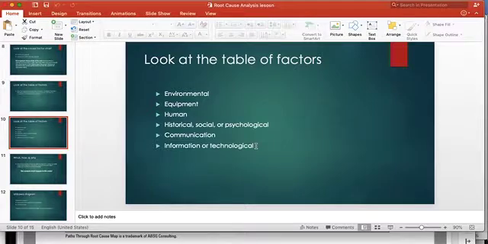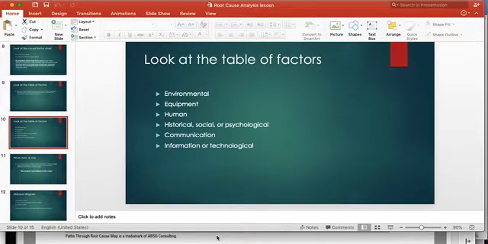And finally, I have down here information or technological. So is the information faulty? These are deep questions that need to be answered in a lot of the problems that you guys have chosen.